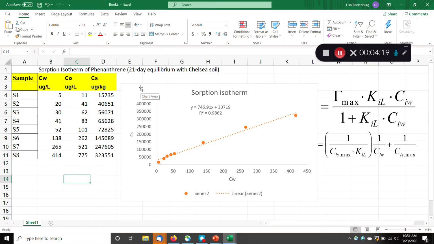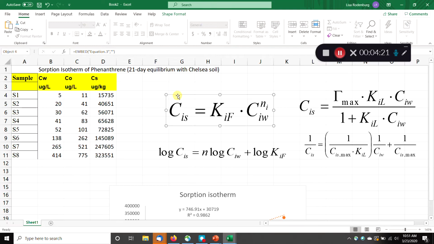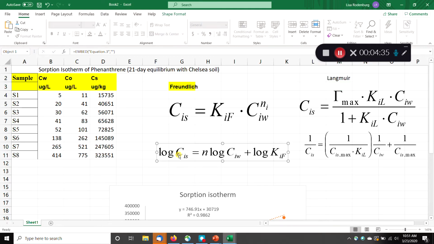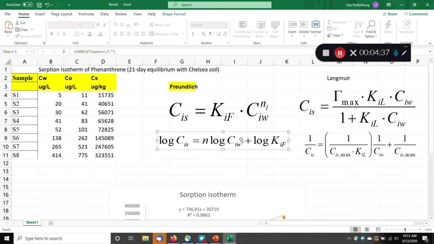So we have two types of sorption isotherms. We have our friend here, Freundlich. Freundlich, remember, means friendly in German. And then we have our Langmuir over here. And here are the equations for them. And remember, we can linearize the Freundlich isotherm by taking the log of both sides. And the Langmuir we linearize by taking the inverse of both sides.